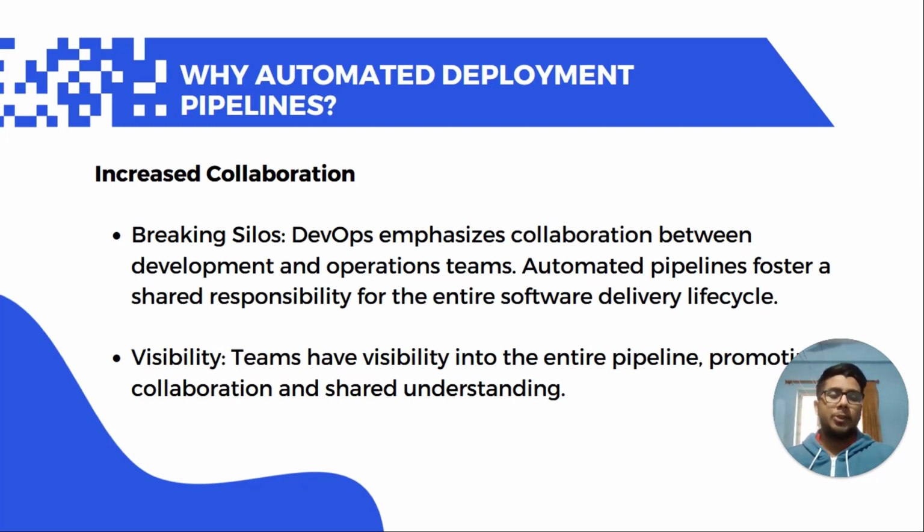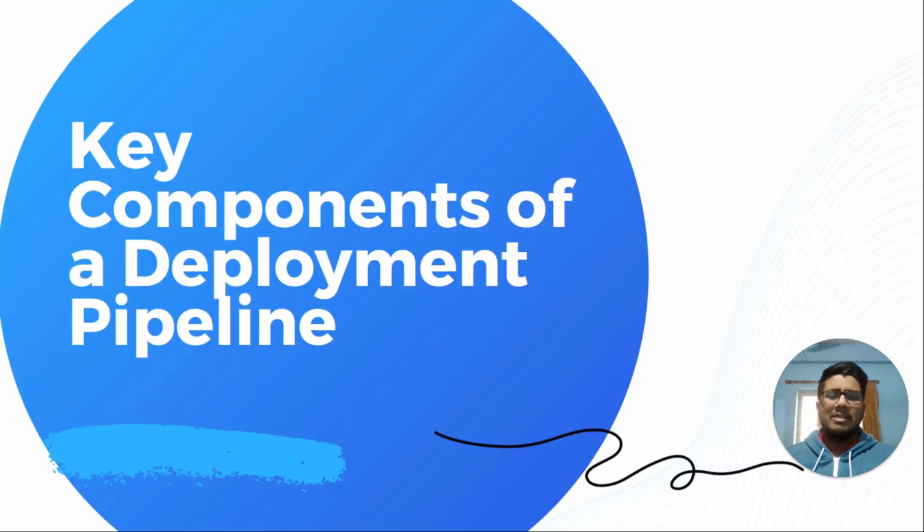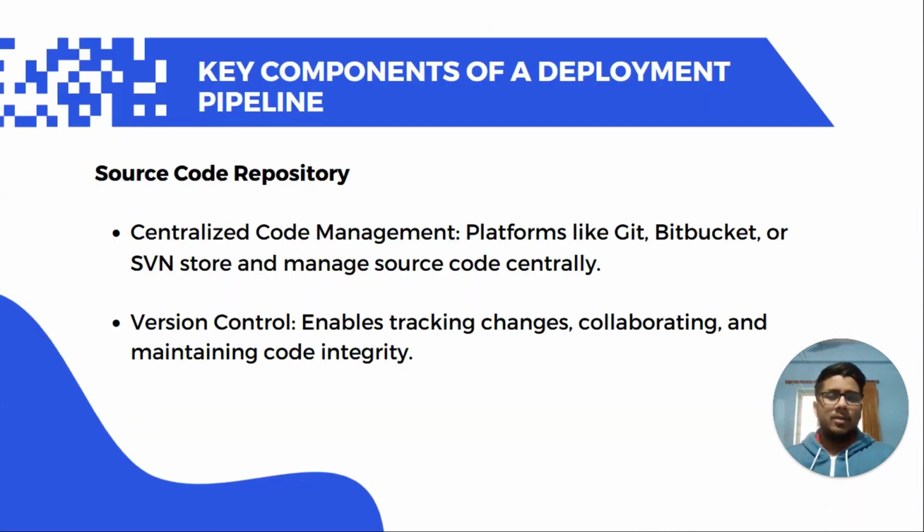Next is increased collaboration, as all the teams will collaborate and make the thing magical. Next, what are the key components of a deployment pipeline? First is the source code repository. All the teams will write code and store it to maintain it.